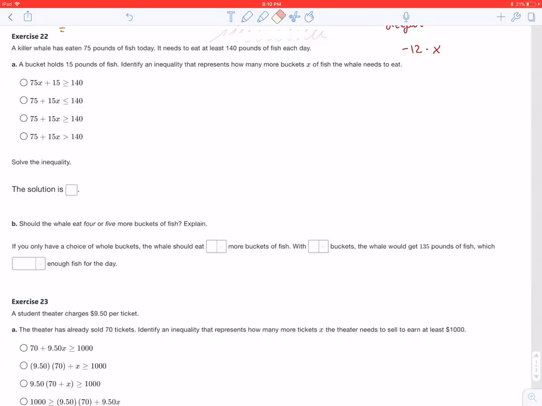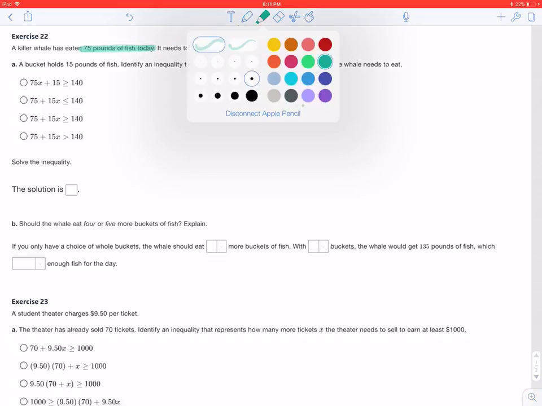So let's go ahead and highlight our important information. I'm going to erase this from the last problem. Let's highlight our important information. A killer whale has eaten 75 pounds of fish. Anytime you see a number, you should be highlighting the number. It needs at least 140 pounds of fish.